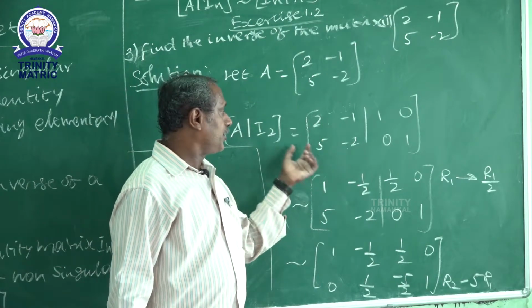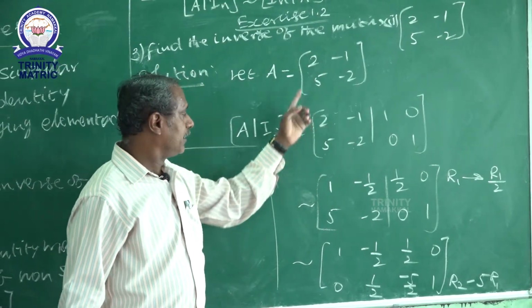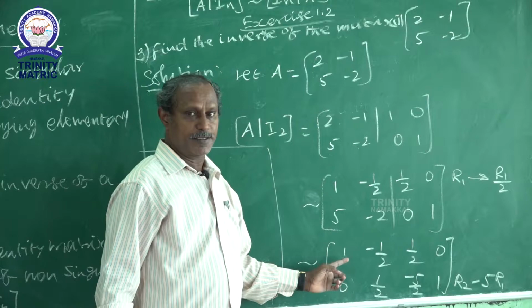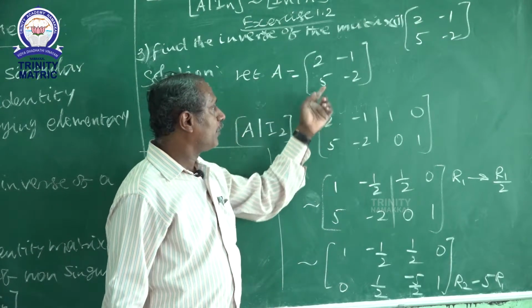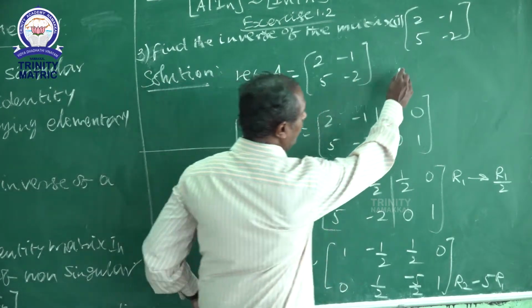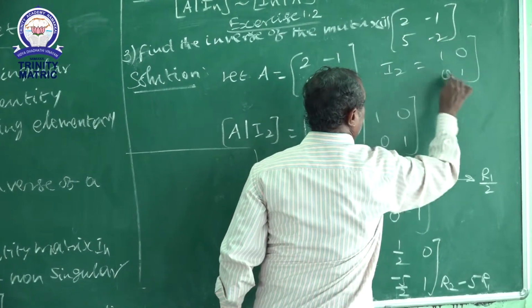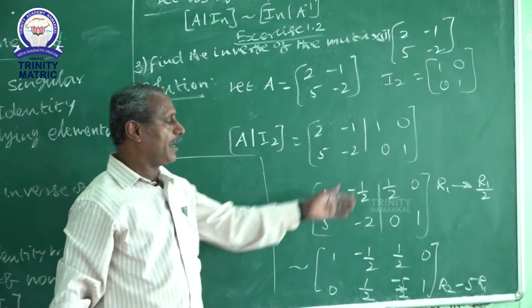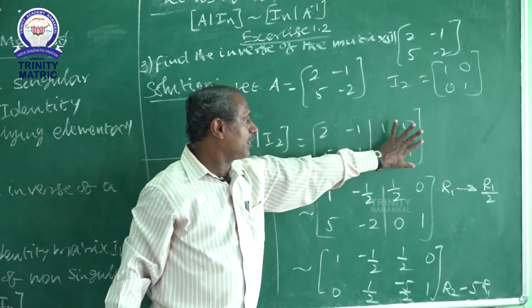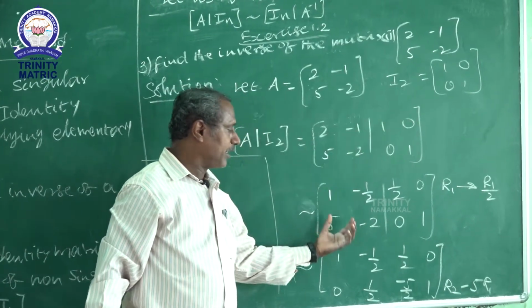Then we have to change this matrix A into the identity matrix. The identity matrix of order 2 is I2 equals [1 0; 0 1]. So the identity matrix on the right side is transformed to the inverse as A is transformed to the identity.